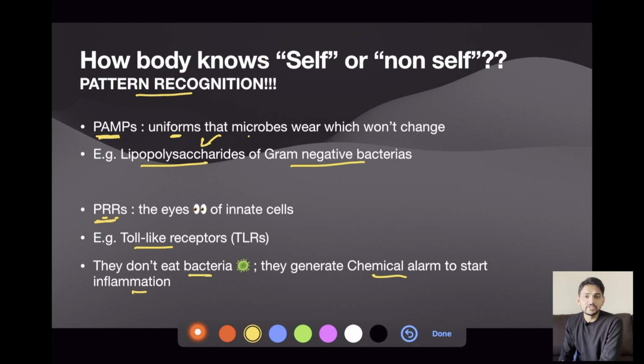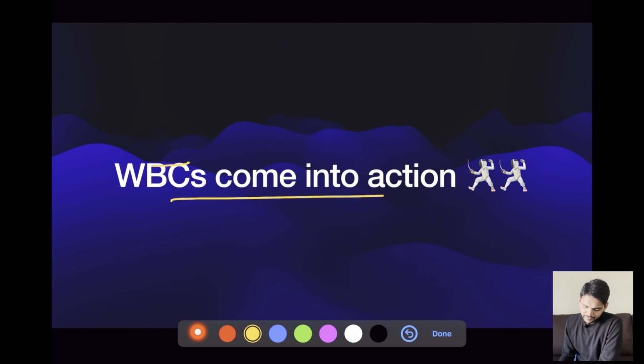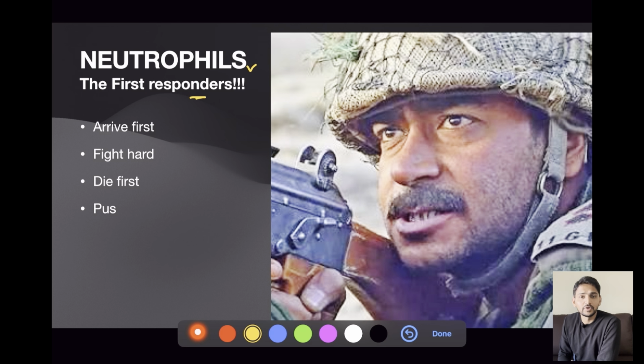So once these pattern recognition receptors have generated a signal in the body, what happens next? Now WBCs will come into action. To start the actual fight, we need white blood cells at the site of invasion or injury. So what are those WBCs? First of all comes the neutrophils, right? Neutrophil is called the first responder. Wherever the problem is, it will arrive first.